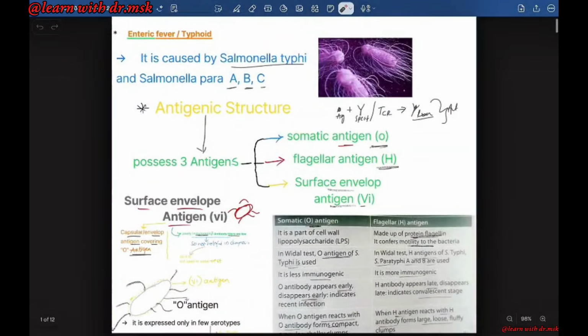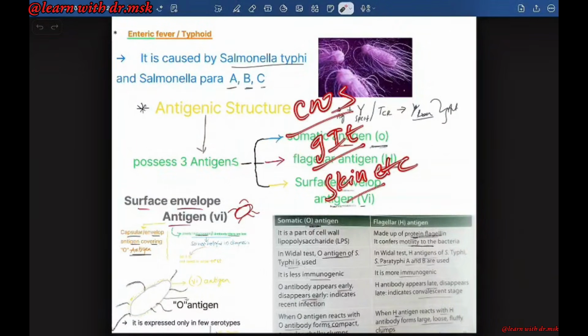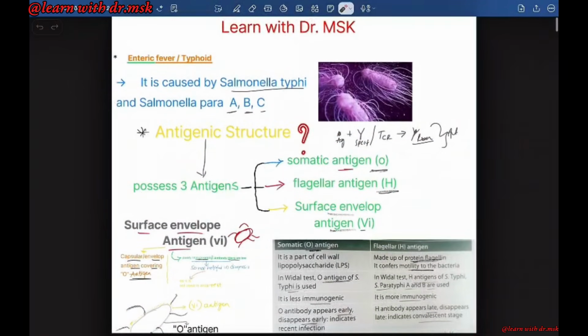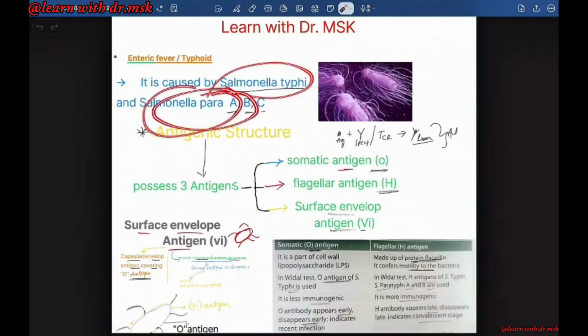Let's learn enteric fever, or typhoid fever. So what is typhoid fever? It's a multi-system illness. Why multi-system illness, sir? There is involvement of the CNS, the GIT, the skin, etc. This is called a multi-system illness. Next, which organism causes typhoid? Salmonella typhi and Salmonella paratyphi A, Salmonella paratyphi B, and Salmonella paratyphi C. These are the organisms that cause enteric fever.